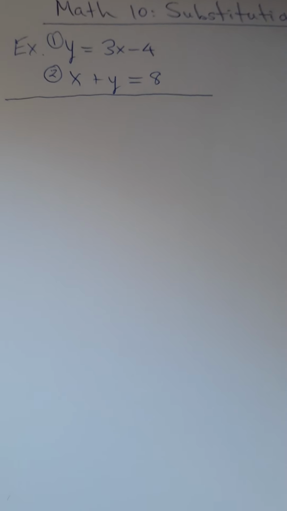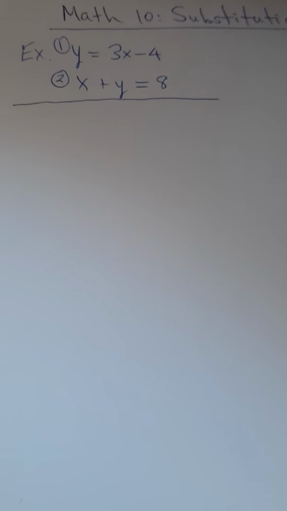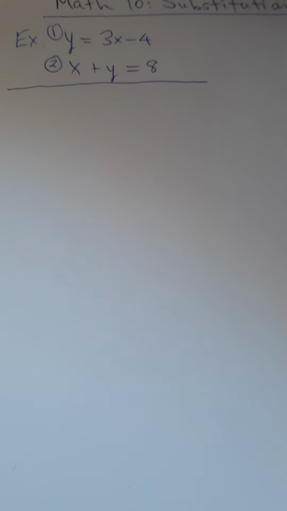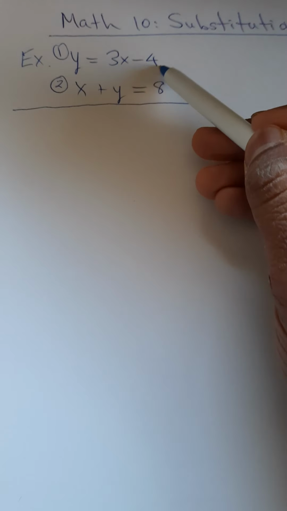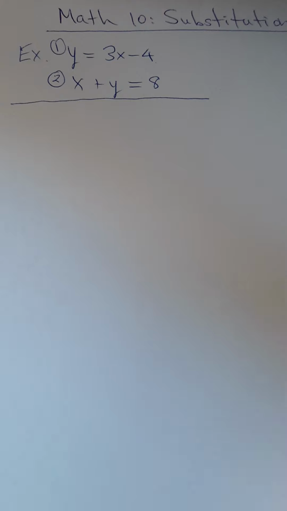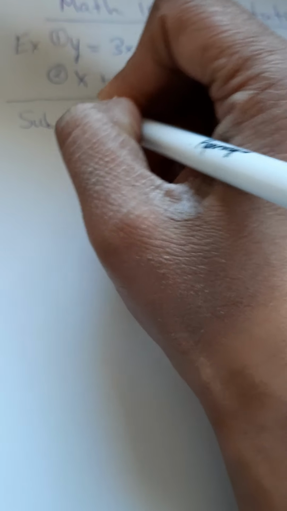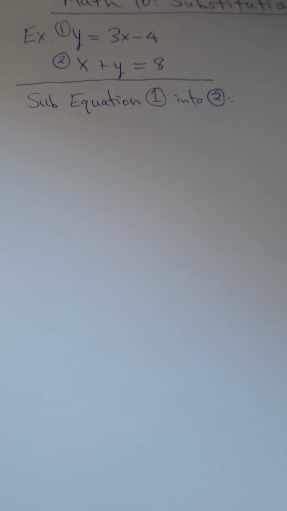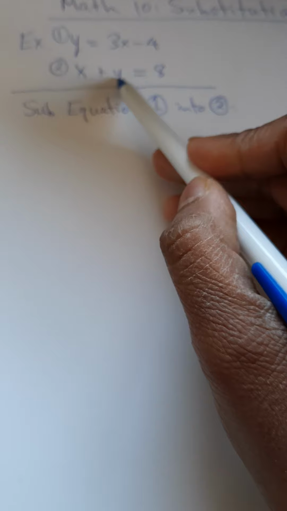First thing I'm going to do is look at the two equations and make sure that one of them is actually isolated for the variable. So in this case, if you look at equation 1, I notice it's isolated for y because y equals 3x minus 4. So what I want to do is substitute equation 1 into equation 2. Everyone sees that? So instead of this y, I actually just want to put in 3x minus 4.